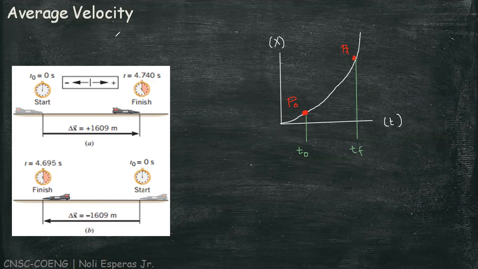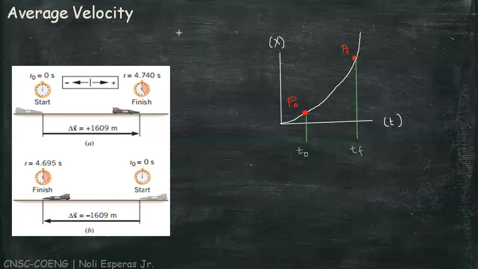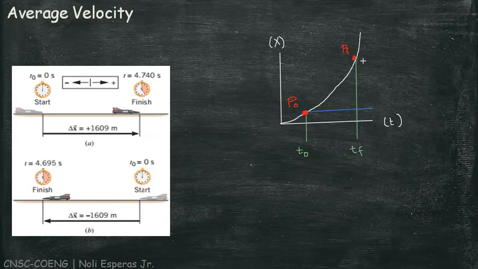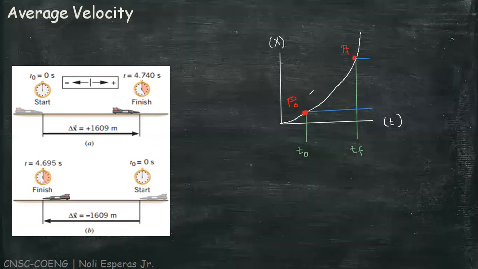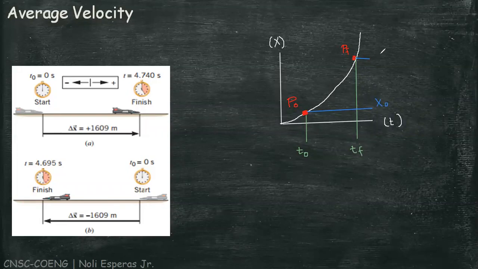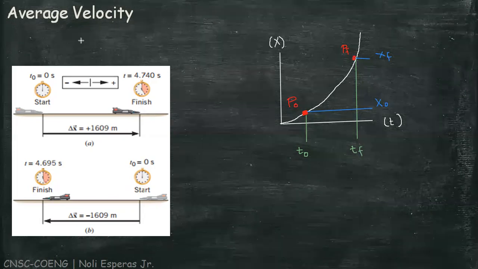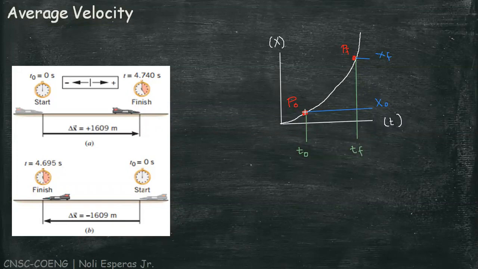And its corresponding position is this one, which is X naught for the initial position and XF for the final position. So our velocity is from the initial position to its final position.